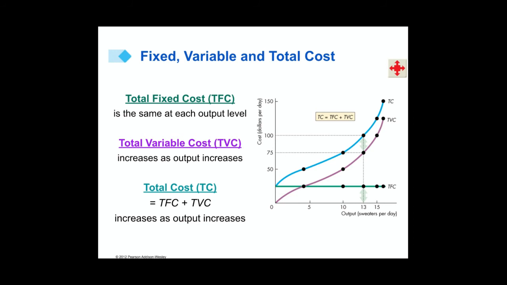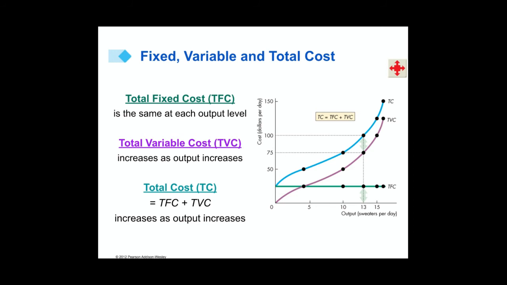If we look at our total variable costs, they increase as output increases. That's the purple line in our chart. There's a little bit of a curve to it, but it's upward sloping. And so the more output we have, the more our variable costs will increase.